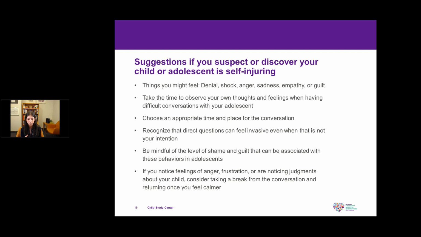To engage with your teen, choose an appropriate time and place for the conversation. Make sure it's a private enough space where the teen will feel comfortable, making sure you have enough time to have the conversation, making sure all electronic devices are put away, and that this is a clear, specific time for you to have an important conversation. Recognize that direct questions can feel invasive, even when that's not your intention. So you're going to want to know a lot of information, and just be mindful of the impact that may have on the adolescent.